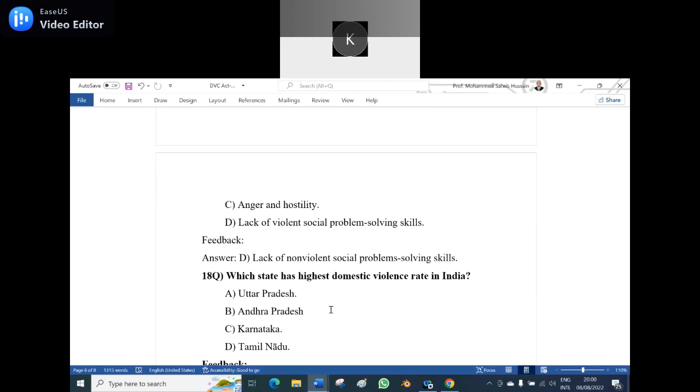Now the 18th question: which state has the highest domestic violence rate in India? Option A, Uttar Pradesh. Option B, Andhra Pradesh. Option C, Karnataka. Option D, Tamil Nadu. Option A, UP. Uttar Pradesh. Wrong. Is it Tamil Nadu? Wrong. Option B, Andhra Pradesh. Wrong.